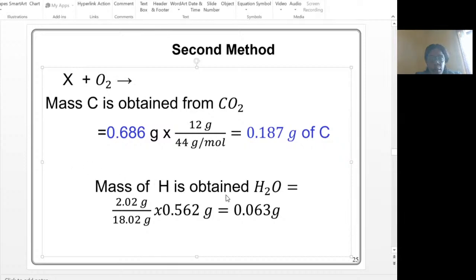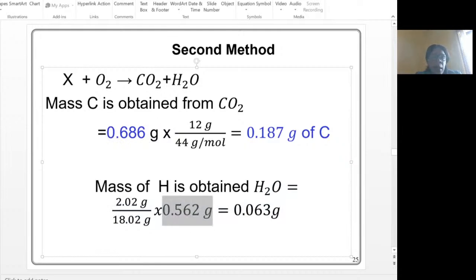So we have carbon dioxide plus water. We know the mass of carbon dioxide, this is the mass of carbon dioxide, and we know the mass of water, this is the mass of water.